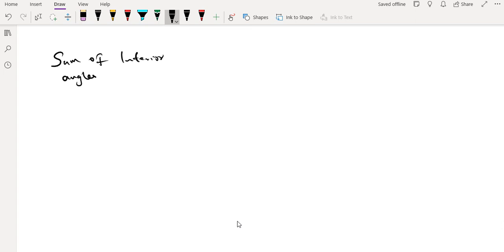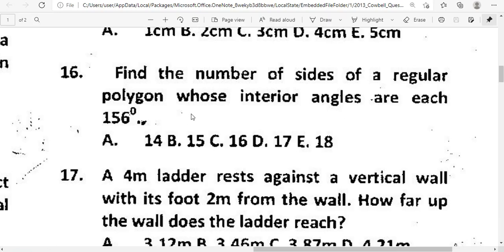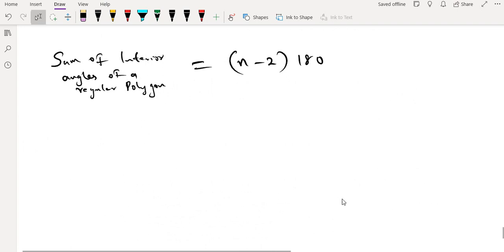Sum of interior angles of a regular polygon is what? Are we together? Yes, sir. Now, listen. They didn't give you the sum of the angles. They gave you one angle, each of the angles. You saw it in the question. They said, whose interior angles are each 156 degrees.